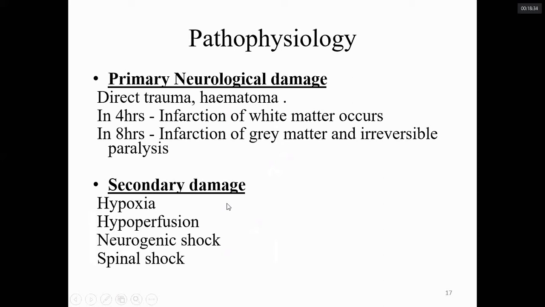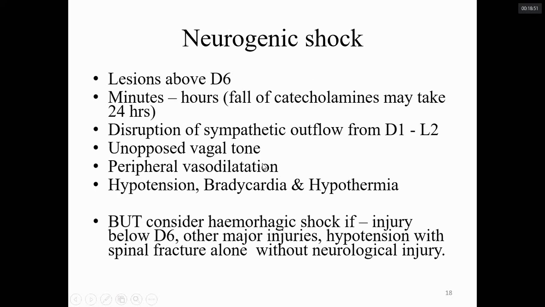You should always differentiate between neurogenic shock and spinal shock. Okay, what is neurogenic shock? It means the fracture is above D6 or T6, you can call it either dorsal vertebrae or thoracic vertebrae. For neurogenic shock, the fracture should be above T6. That means T1, T2, T3, T4, T5, T6. Not below T6. Generally, it is above T6.